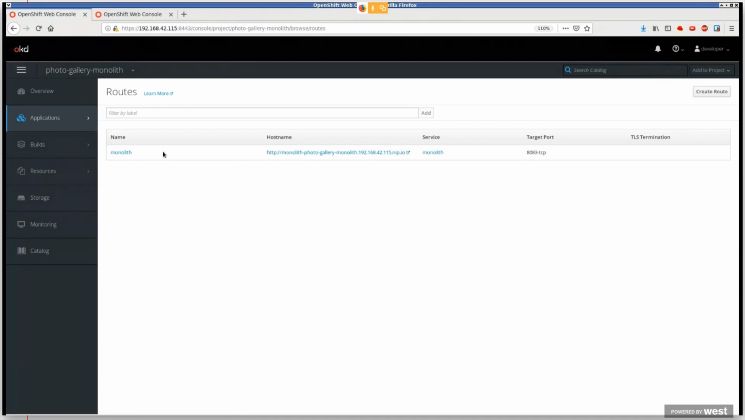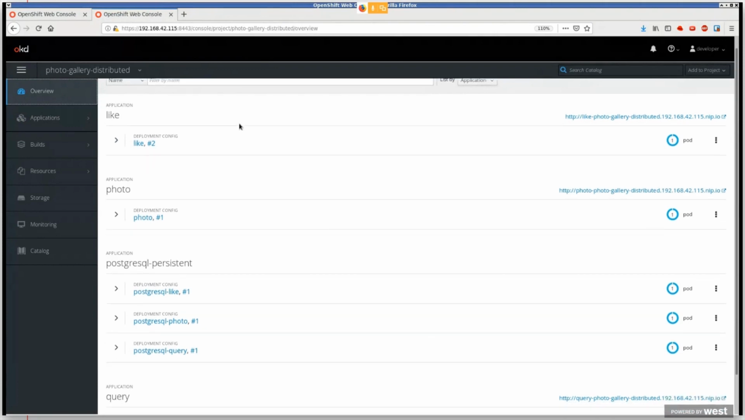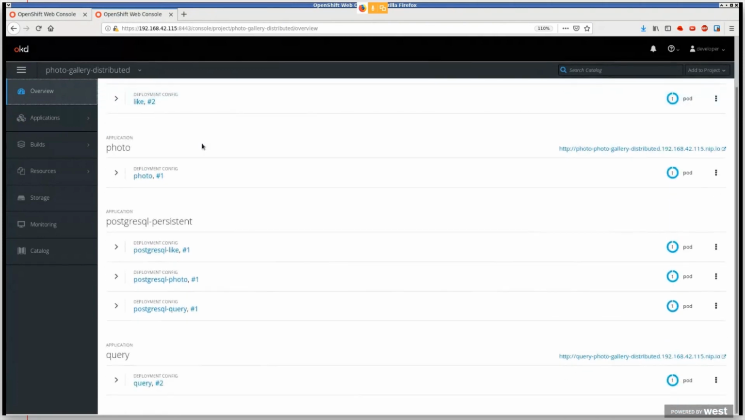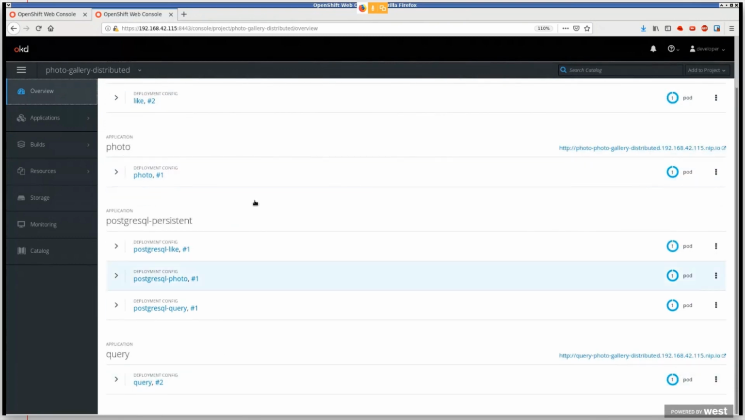In contrast, the Photogallery distributed project shows the microservices or distributed deployment of the Photogallery. And here we have three services running individually. So we have a live service, photo service, and a query service. And you can scale them independently.